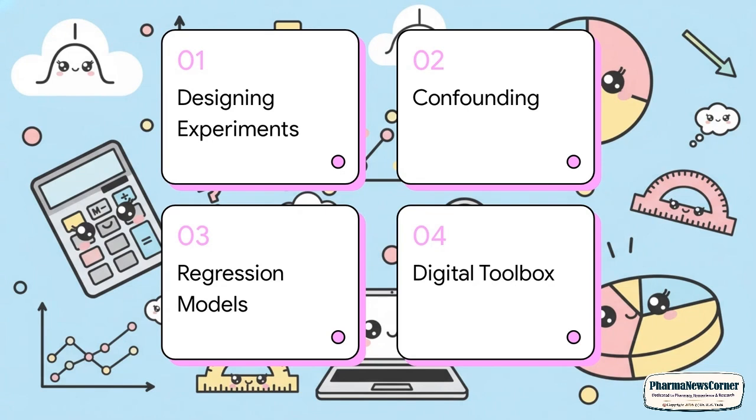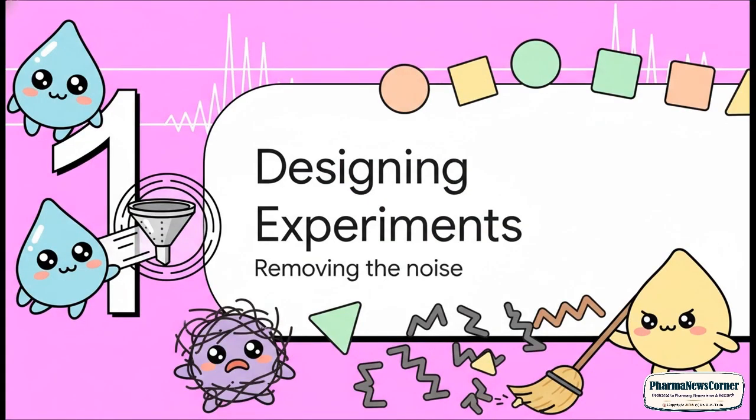First, we'll start with the foundation, how to design a really clean experiment. Then we will look at a very common trap called confounding. After that, we are going to explore how we can predict things using regression models. And finally, we'll see the digital tools that make all of this possible. Okay, let's get right into it.